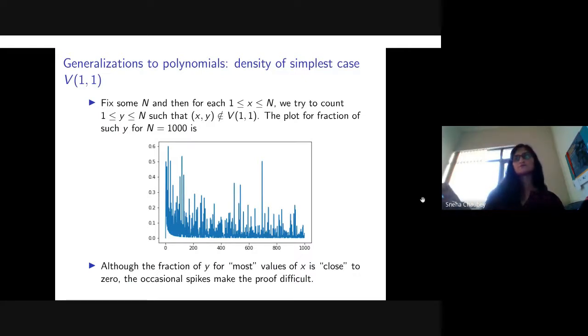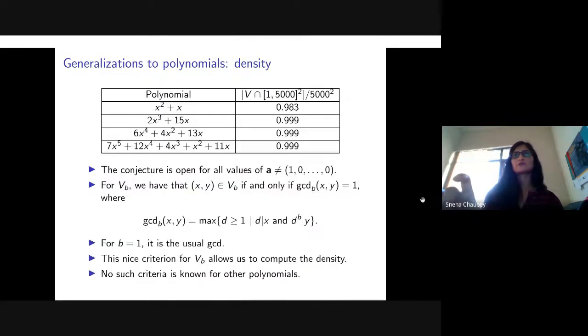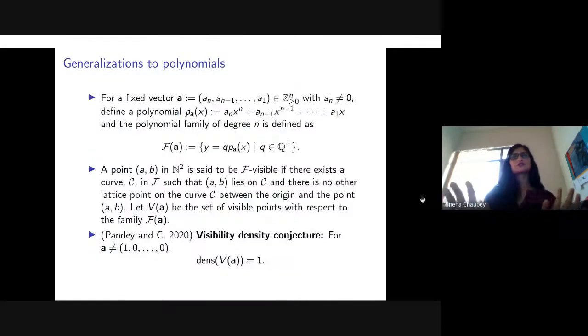So in the remaining lecture, we are only looking at VB. Whatever new results we'll see will be for VB and not for these generalized polynomials. So is the story clear?